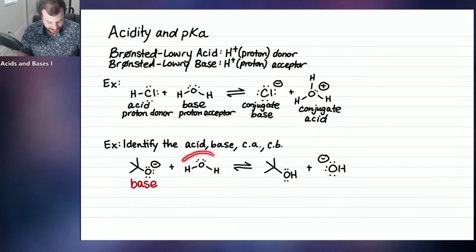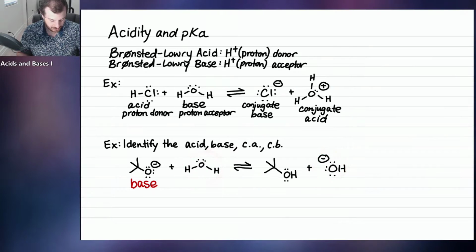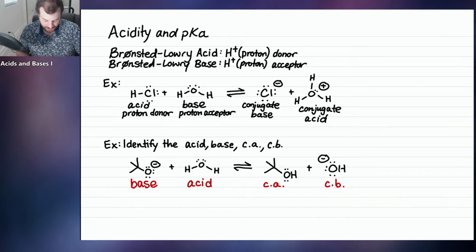And now let's take a look at the second reactant. Here's water, H2O. Can you see what's happened to it? It lost a proton. It went from being H2O to just OH. So because it lost a proton, it's the acid. The base becomes the conjugate acid. And the acid becomes the conjugate base. So we're able to label it like that. All right, so that's easy. That's easy, free points on an exam.